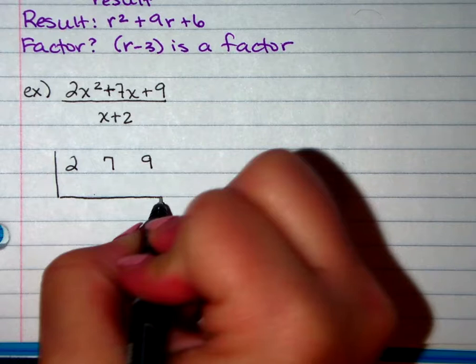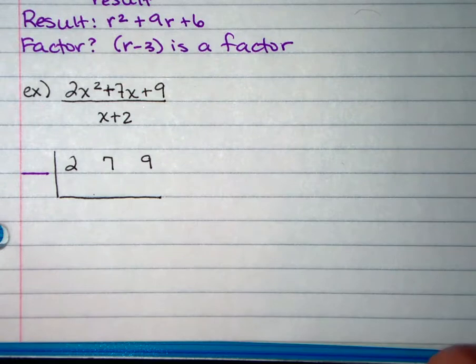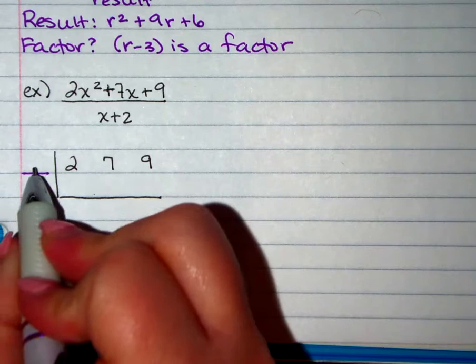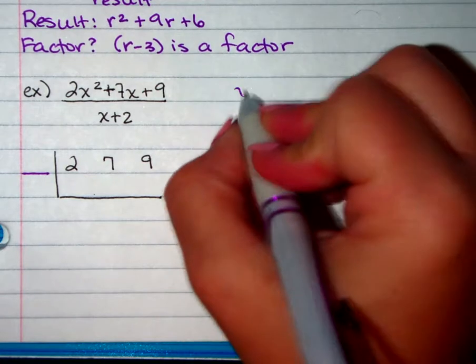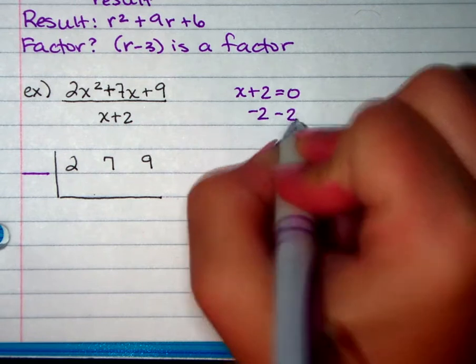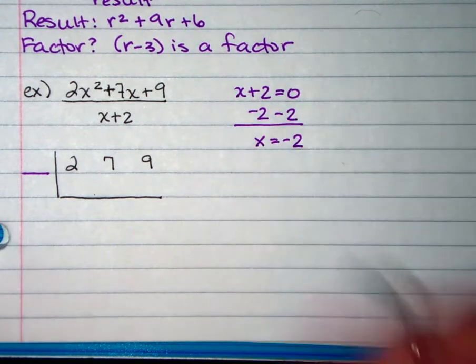Again, I need to figure out what I'm going to place on the outside, and this x plus 2 is my divisor. So again, I can't put x plus 2 on the outside. I need to first figure out when is x plus 2 equal to 0. And that's going to help me to figure out what goes there. So on the outside, I'm going to put a negative 2.